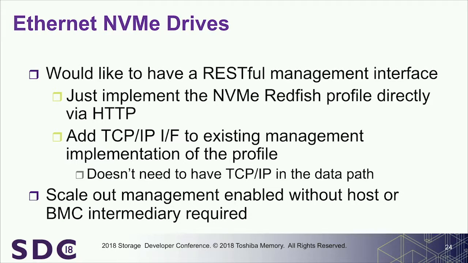So you could do an Ethernet drive that supports TCP/IP just for management, not for the actual data path. And then you can do the scale-out management without the need for a host and a host-based agent or a BMC, both of which are intermediaries. When we get away from the intermediaries, that increases the scale-out as well. Does that make sense? Okay?